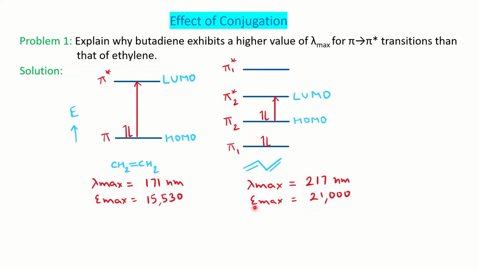And if you see the molar absorptivity value, which is 21,000, again it is increased, right? From 15,530 to 21,000. So on increasing the conjugation, the lambda max value increases as well as the intensity increases. Intensity is always governed by the number of molecules, and as you can notice, the distance between pi to pi star is less, more number of molecules can reach to LUMO, right?